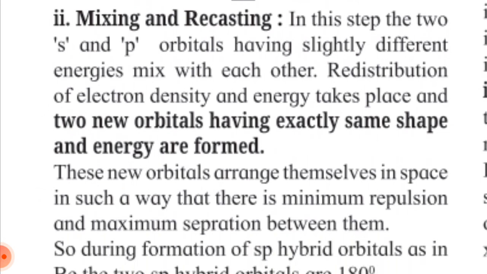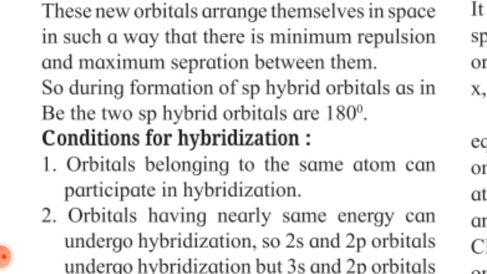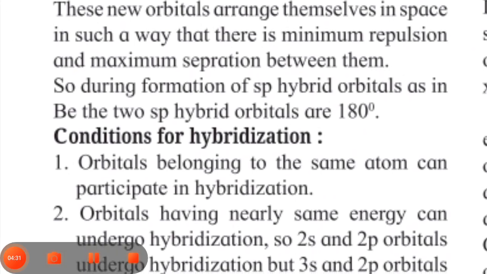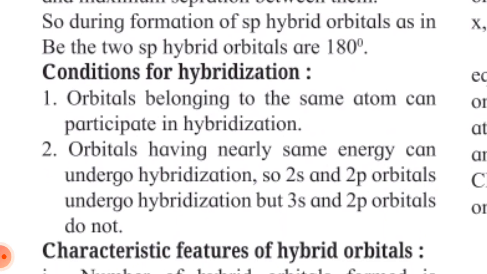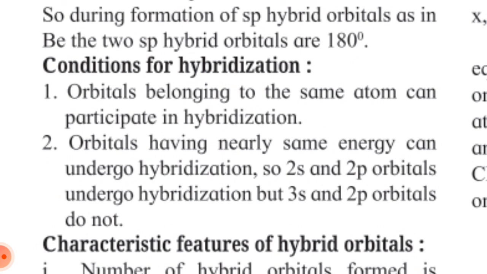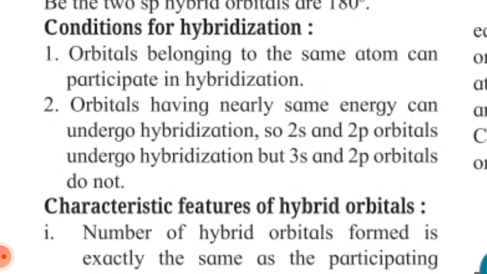Second, mixing and recasting. In this step, the s and p orbitals having slightly different energy mix with each other. Redistribution of electron density and energy takes place, and two new orbitals having exactly the same shape and energy are formed. These new orbitals arrange themselves in space in such a way that there is maximum repulsion and minimum separation between them. So during formation of sp hybrid orbitals, as in beryllium, the two sp hybrid orbitals are at 180 degrees.